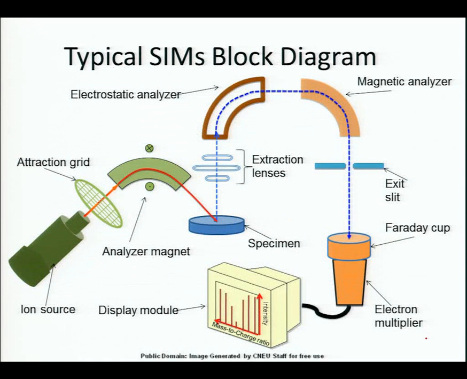So here's a block diagram of the system. So we see on the left-hand side here is our ion source. Then we have an attraction grid to pull the ions out of the gun. Then we have an analyzer magnet which selects the appropriate ion. That's like a filter. And then that hits the specimen. Then the specimen, what it's going to do is be able to emit ions. These ions are going to be collected with the extraction lenses. Then they're going to be placed through a magnetic analyzer. And then they're going to be put into a Faraday cup and then counted.